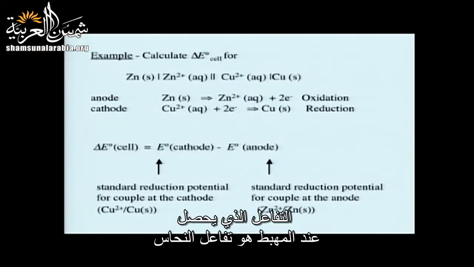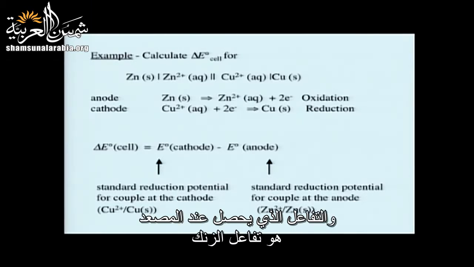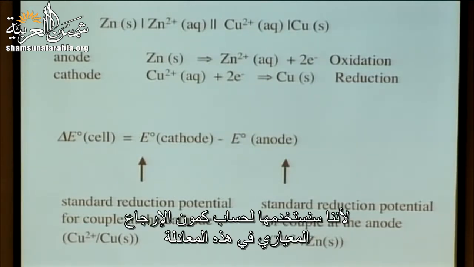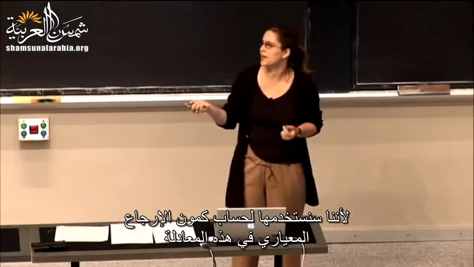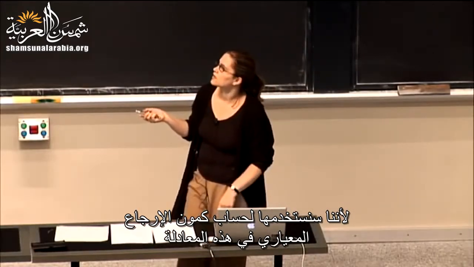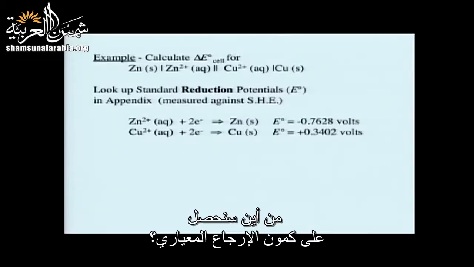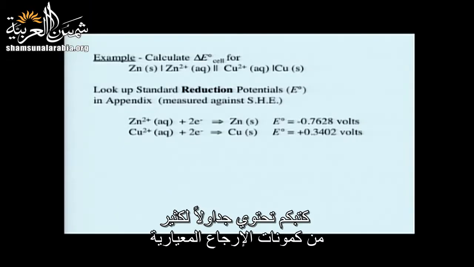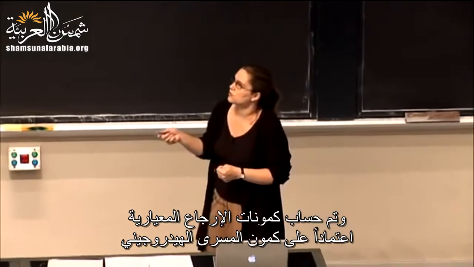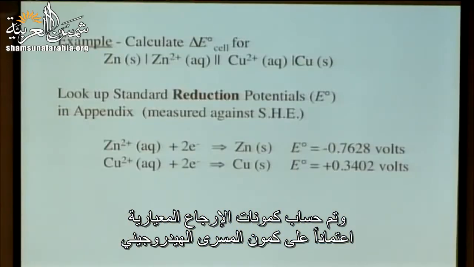So the reaction that's occurring at the cathode is the copper reaction, and the reaction at the anode is the zinc reaction. And note here I have these written as reduction potentials because we're going to be plugging the standard reduction potential into this equation. So where do we get our standard reduction potentials? Well, your textbook has tables of many standard reduction potentials. And of course, on an exam, you would be given that information. And the standard reduction potentials are measured against the standard hydrogen electrode.